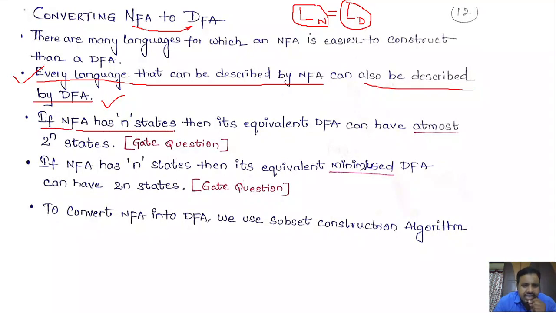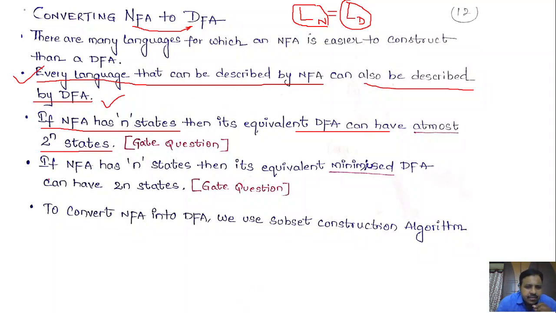If NFA has n states, then its equivalent DFA can have at most 2 power n states. So whenever you convert an NFA into an equivalent DFA, the number of states will increase. What is the maximum number of states that you can have in the DFA equivalent to the given NFA? At most 2 power n states. That means the number of states will get increased in the DFA, right?